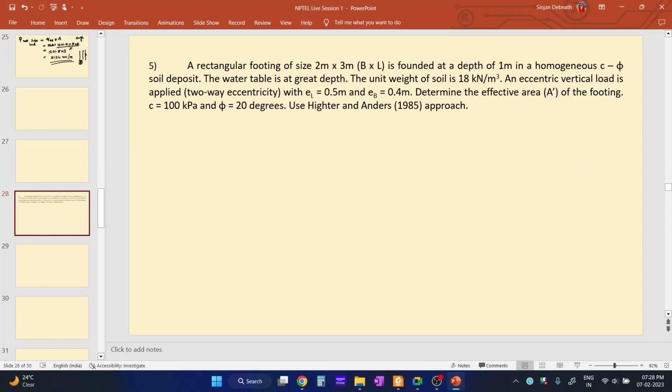So the fifth question. So what is the fifth question? A rectangular footing of size 2 meter by 3 meter is founded at a depth of 1 meter in a homogeneous c-phi soil deposit. The water table is at a great depth. The unit weight of soil is 18 kilonewton per meter cube. An eccentric vertical load is applied. Two eccentricities here in this case. eL is equal to 0.5 meter and eB equal to 0.4 meter. Determine the effective area of the footing. c equal to 100 kPa, phi equal to 20 degrees. Use Hansen and Vesic 1985 approach.